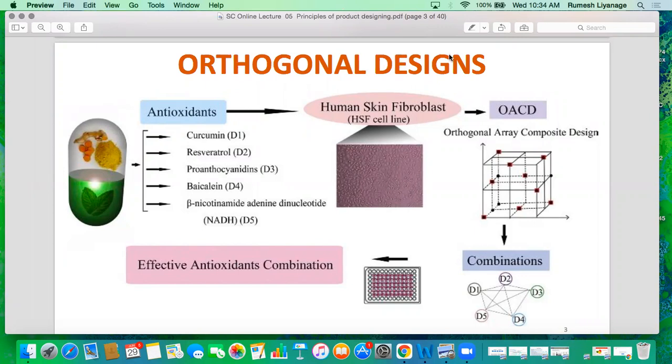And here you can see a graphical abstract related to the orthogonal design. A researcher has developed this antioxidant tablet using different antioxidants. Here you can see 5 antioxidants. In designing this medicine, it is important to use the proper design. That's why he or she has used this orthogonal design.